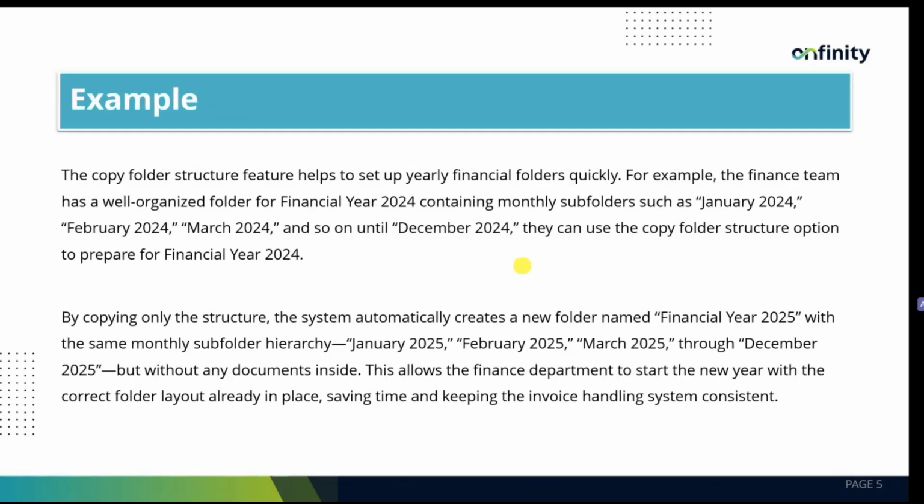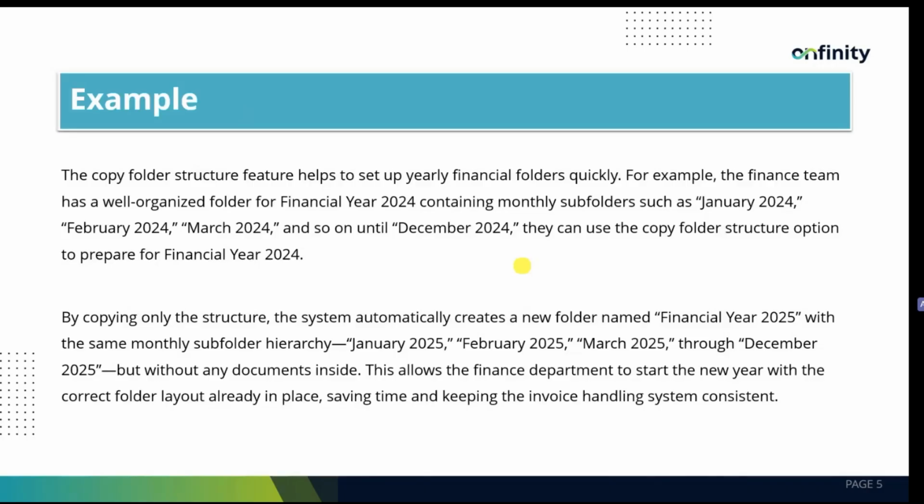The copy folder structure feature is useful when you need to create the same type of folders every year. For example, the finance team already has a well-organized folder for financial year 2024, which includes monthly subfolders like January 2024, February 2024, all the way to December 2024.